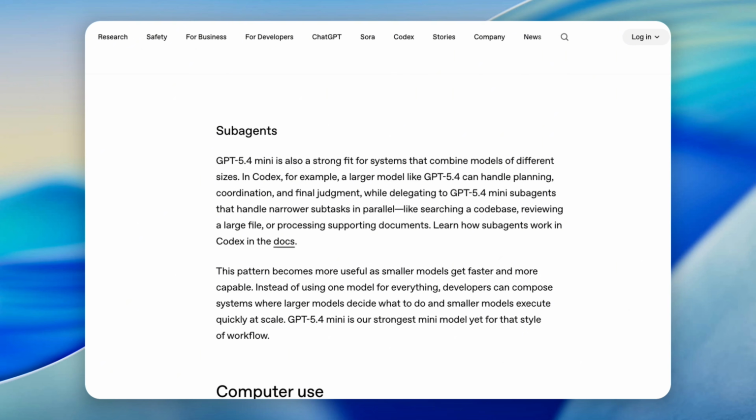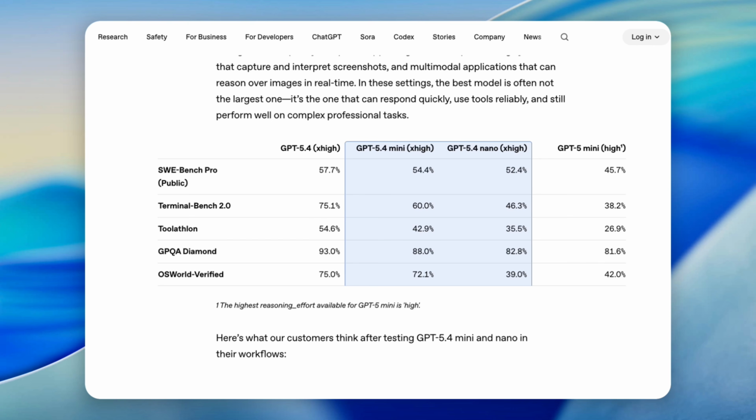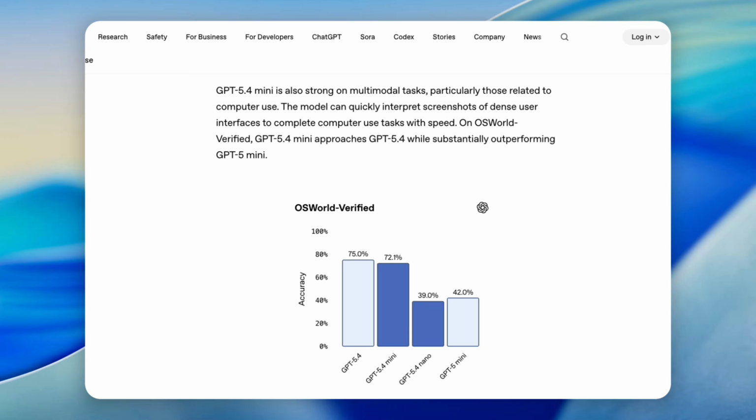On reasoning specifically, on the graduate level GPQA Diamond reasoning test, Mini scores 88% compared to the full model, which sits at 93%. Again, it's not identical, but honestly not far off for a model that's this much faster and cheaper. The blog also talks about multimodal and computer use being a real strength of Mini. It can quickly interpret dense UI screenshots, which matters a lot for AI agents that are actually doing things on your computer rather than just generating text.